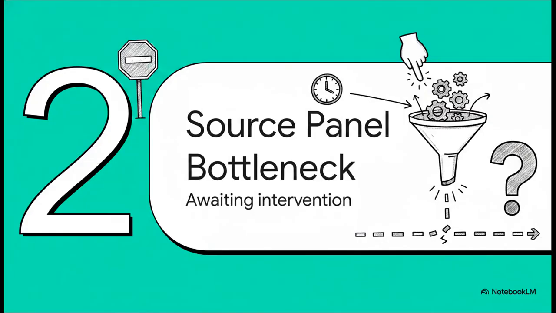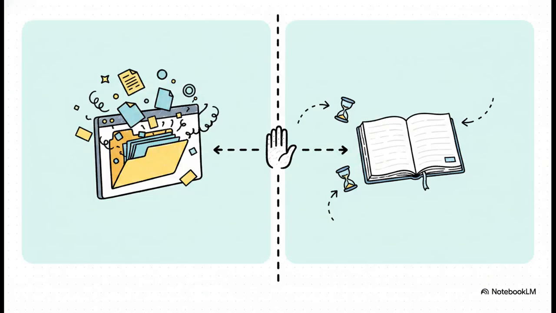Which brings us to step 2, the source panel bottleneck. Now, what's really interesting about this step is the stark visual contrast. The source panel on the left side of the interface is active, rapidly pulling in all those search results. But the notebook on the right, it's completely empty. And that's entirely on purpose. The system deliberately creates this bottleneck. It outright refuses to synthesize anything until human intervention validates that raw data. It's a classic and honestly absolutely crucial human-in-the-loop design.